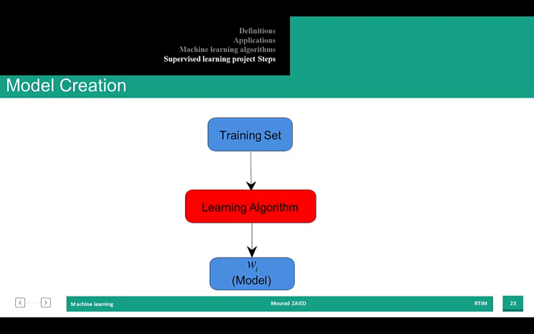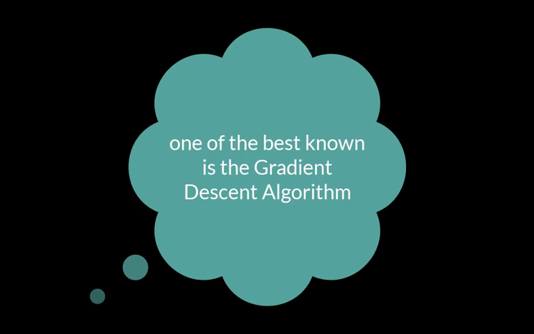To do this we use what is called a learning algorithm. This algorithm is a strategy that tries to find which parameters wi give the appropriate model. There are many learning algorithms, one of the best known is the gradient descent algorithm. And we'll see in the next videos how to use it.